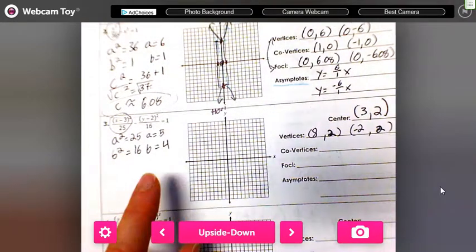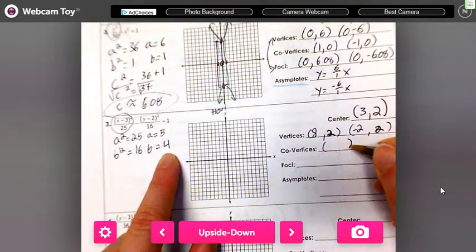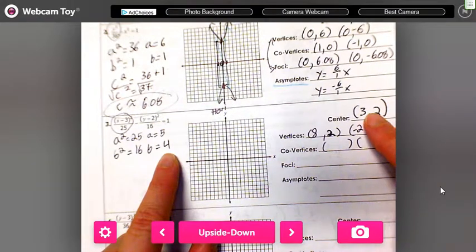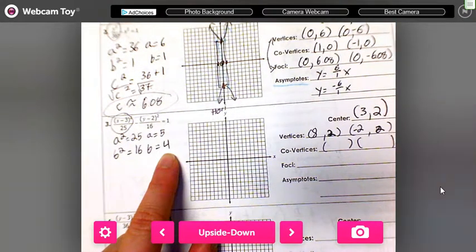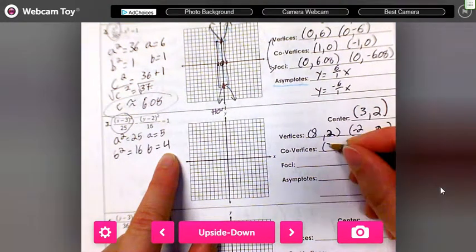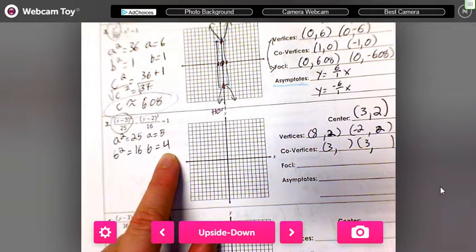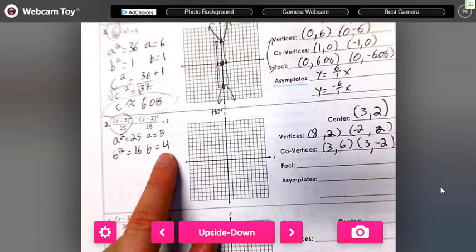Co-vertices, what's going to stay the same as the center for the co-vertices? 3 for the x is going to stay the same. We're going to go 4 plus 2 is 6, and negative 4 plus 2 is negative 2. So far, so good?